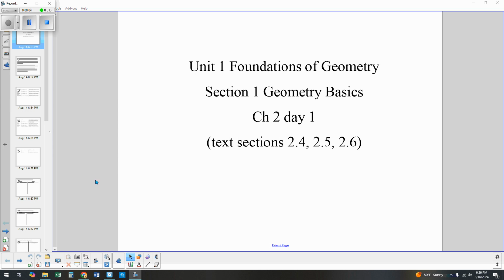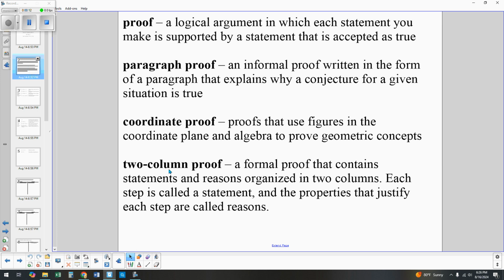This is the first day of Chapter 2. We're going to cover parts of Sections 2.4, 2.5, and 2.6. This is our introduction to proofs.